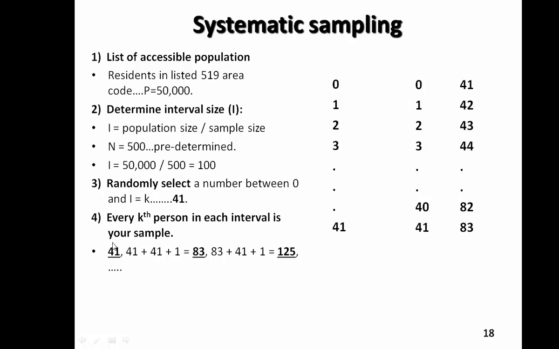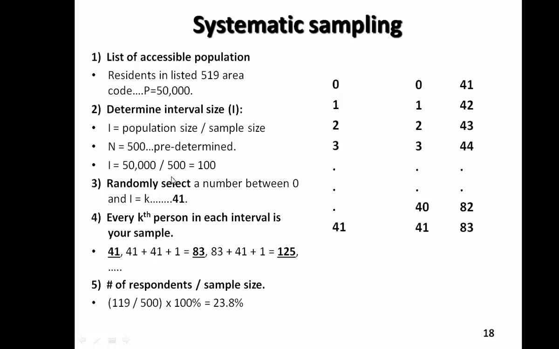To contact the next person, we simply add 41 to the first number, since 41 is the number we had calculated for K, and we add 1, and that will be 83. Then the next step is 83 plus 41 plus 1 equals the 125th person, once again listed alphabetically in the 50,000 original population.